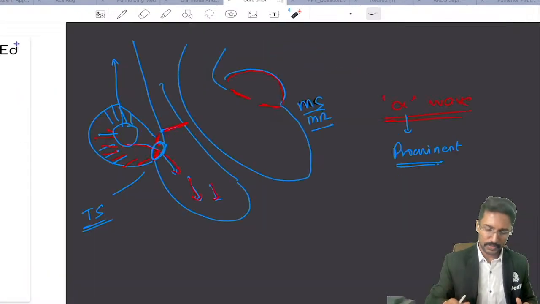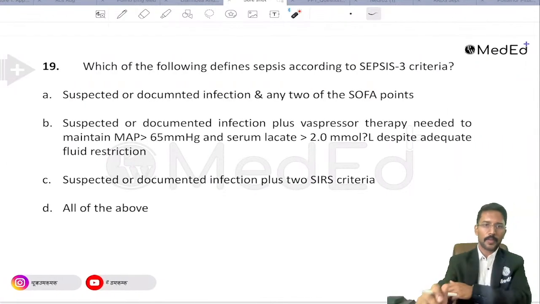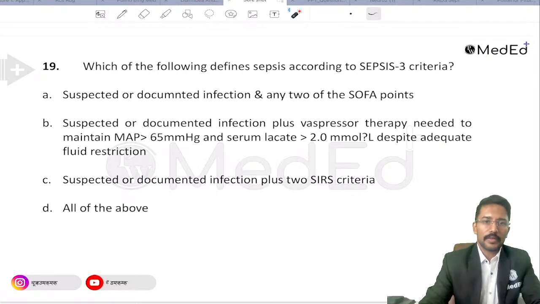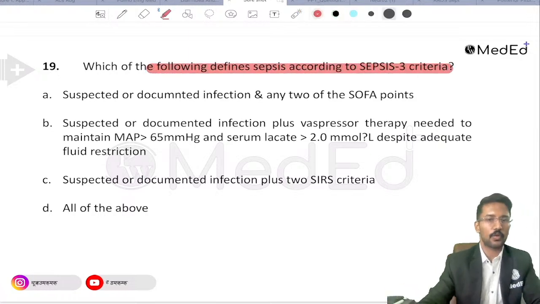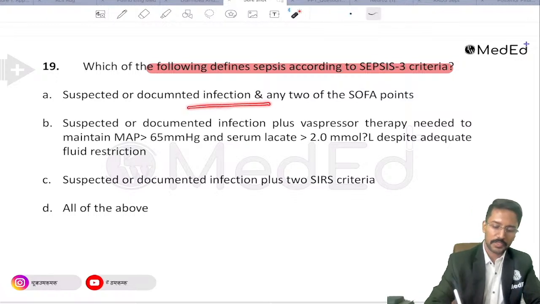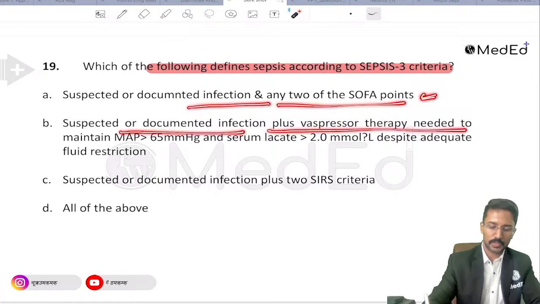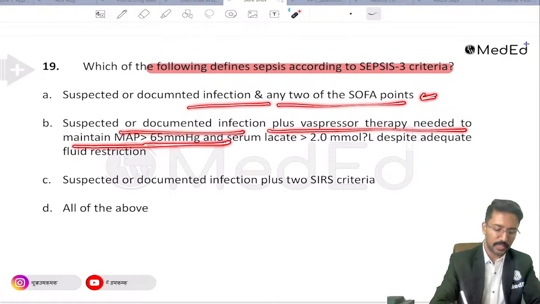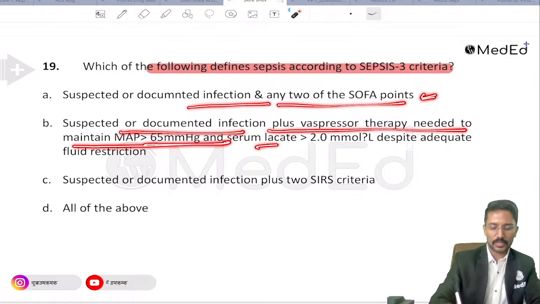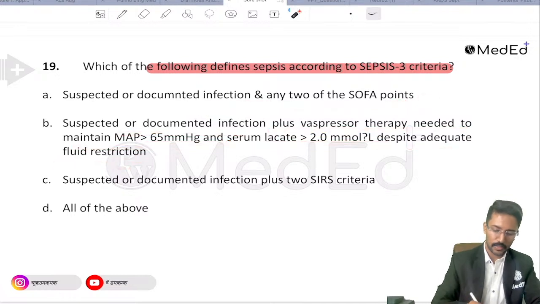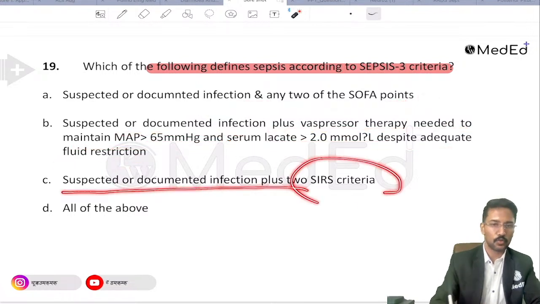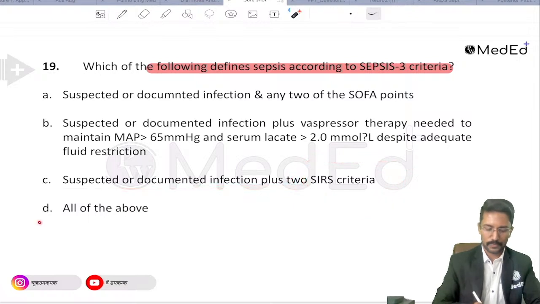Okay. I have two more questions. We will solve those and wind up for the day. Which of the following defines sepsis according to the Sepsis-3 criteria? Suspected or documented infection and any two of the SOFA points; or suspected or documented infection plus vasopressor therapy to maintain mean arterial pressure of more than 65 millimeters of mercury, or serum lactate more than 2 millimoles per liter despite adequate fluid resuscitation; or suspected or documented infection plus 2 SIRS criteria; or all of the above.